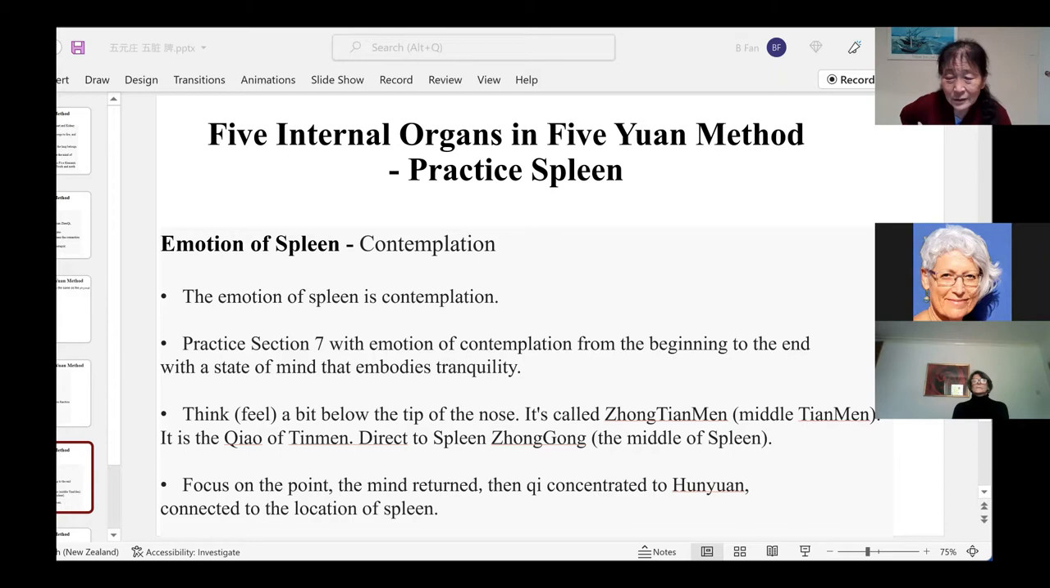the spleen. And the qi concentrates to Huiyuan, because the position of the spleen is a part of Huiyuan. So when things are there, it comes to the spleen and comes to Huiyuan. The location of Huiyuan and the location of the spleen connect together. So that way, from the spleen, it comes to Huiyuan.